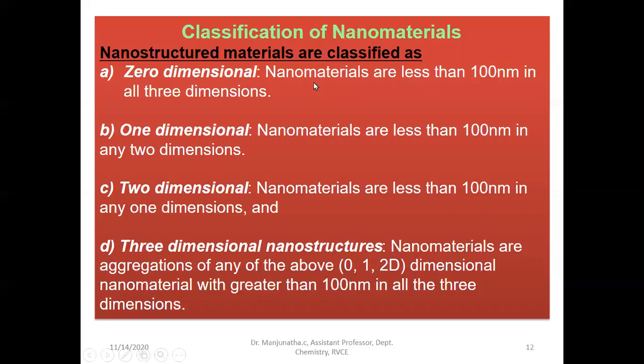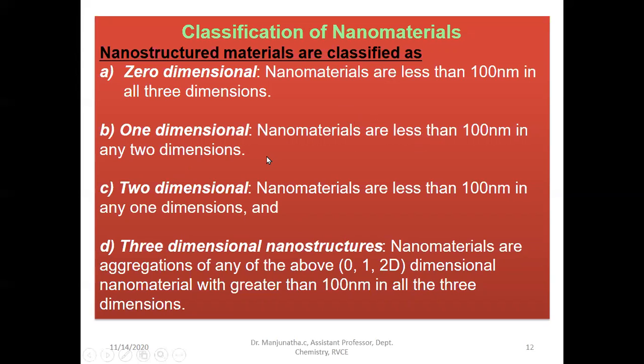Suppose the size of that material is less than 10 nanometer in all the 3 dimensions, we call it a quantum dot. A quantum dot is also a nanomaterial, but its dimension is less than 10 nanometer in all the 3 dimensions. So it also comes under 0-dimensional material. Next, 1 dimension. If the size of the material has crossed or grown more than 100 nanometer in any one of the dimensions, we call it a 1-dimensional material.